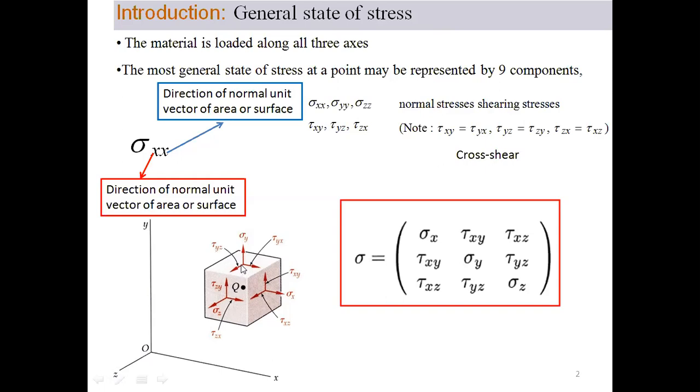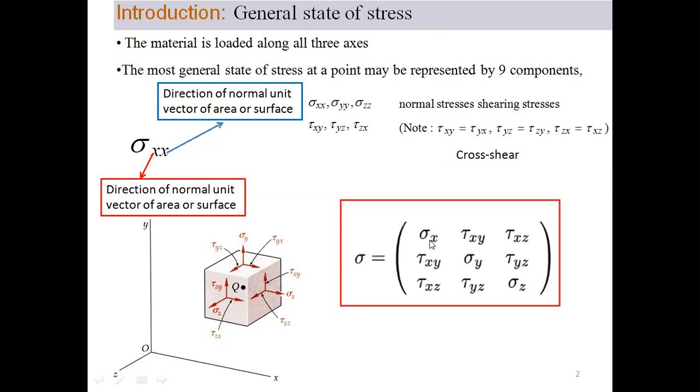Sorry, the normal of this area is along the y-axis, so y, and the force or the stress is along the z-axis, so z, so tau yz. So this is actually the notation or representation of the stress. It could have 9 components.